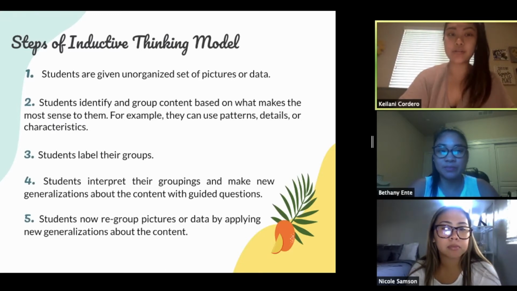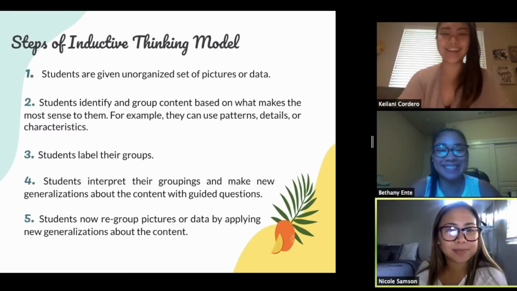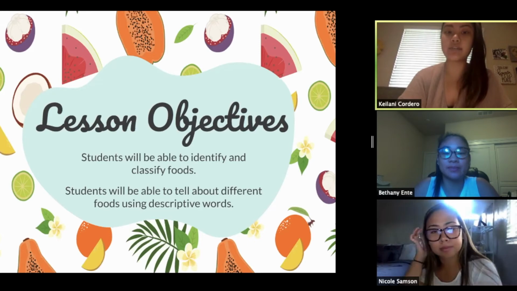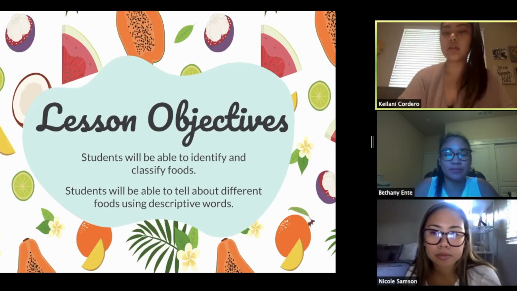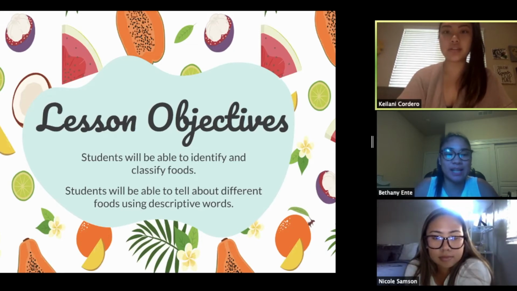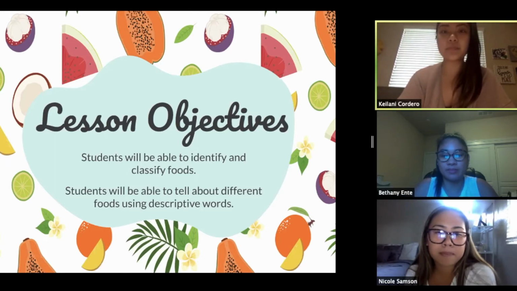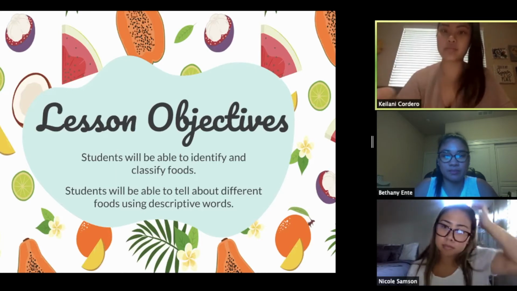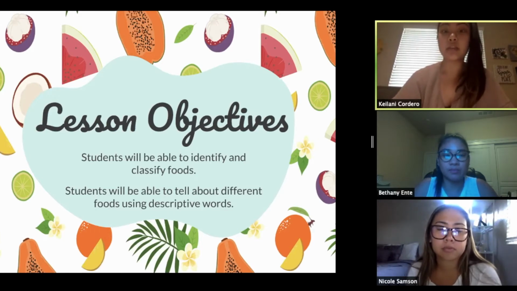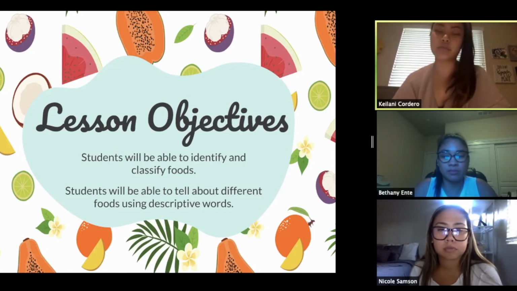So now I'm going to model inductive thinking with my first grade students, Nicole and Bethany. All right. So class, today I want to be able to see you guys identify and classify foods. What do you guys think that means, to identify and classify foods? Like name them? Yes, like naming them. Any other ideas? To pick them? Yeah, so we want to pick certain foods out, right? I'm going to show you guys pictures, so you guys are going to pick out certain foods from the pictures, okay? The other thing I want to hear you guys do is tell about different foods using descriptive words.